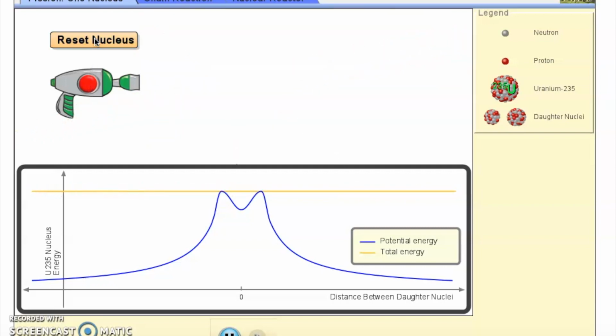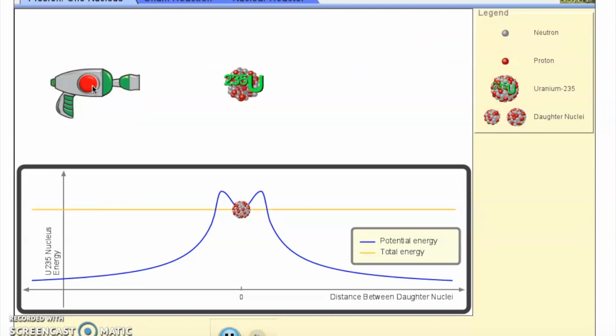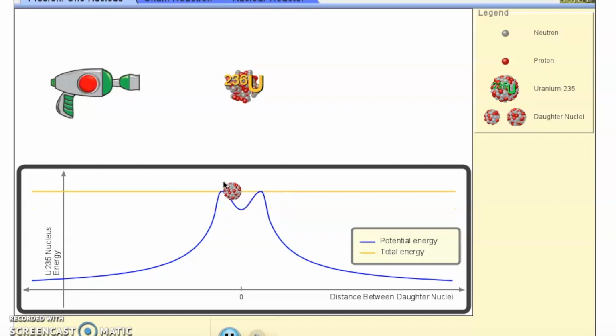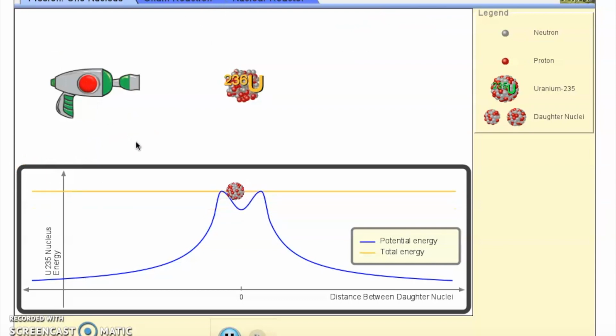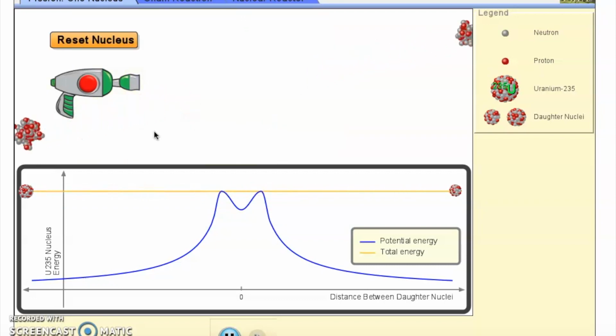So let's take a closer look at what exactly just happened. I'm going to fire the neutron at it, and you're going to see that that uranium-235 becomes uranium-236. It starts to wiggle around, and down here you can see it's not stable. So it undergoes nuclear fission in order to become stable. Now, after it undergoes nuclear fission, you're going to see 2 daughter nuclei, there they are, and 3 neutrons fly out. That's a very common reaction.